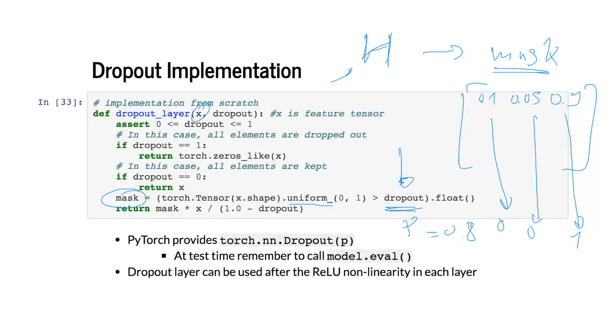And this binary mask is used to multiply H, okay? That's what happens here. So you see mask times H or X. And then if you remember, you have to divide also by this 1 minus P, okay? That's how you would implement this dropout, okay? And then the last thing that I want to say is that the dropout layer is used after the nonlinearity in its layer. Okay, that's where we put that dropout.